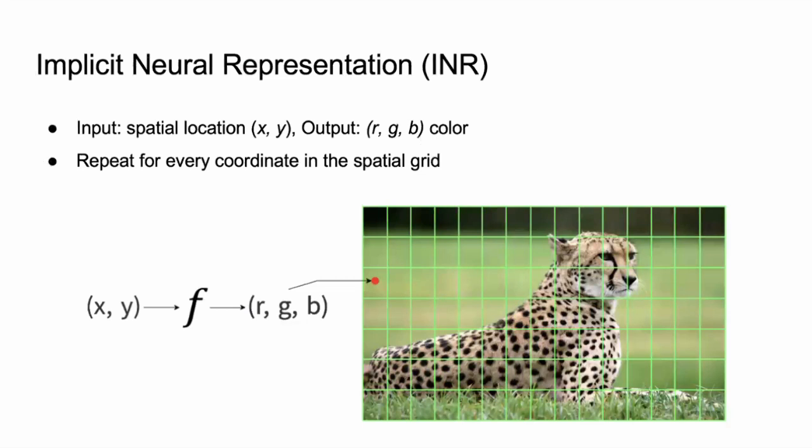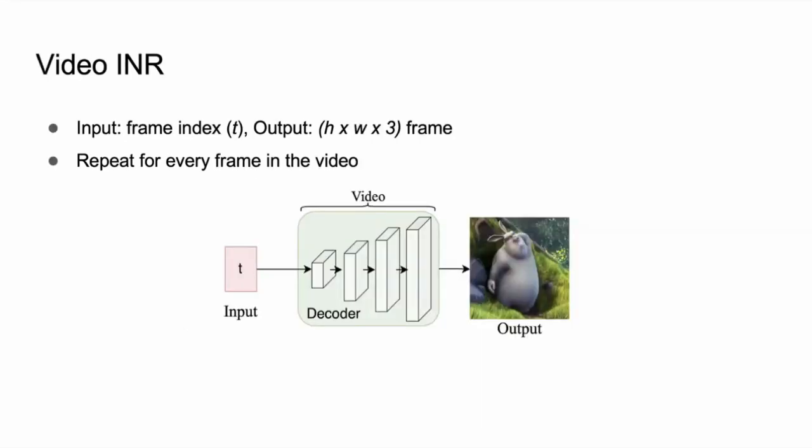Well, what is INR? Basically, it's a network that takes some coordinate input and gives some pixel output. And for the most basic INR, an MLP that takes XY coordinates and gives RGB pixels, we would just repeat this process for every single coordinate in the spatial grid. For a video INR, we could use an XYT formulation and then get pixels for every X, Y, and frame index, or we could have a convolution-based INR, which takes only the frame index T and gives us as output the entire frame corresponding to T. And we would repeat this process for every frame in the video.